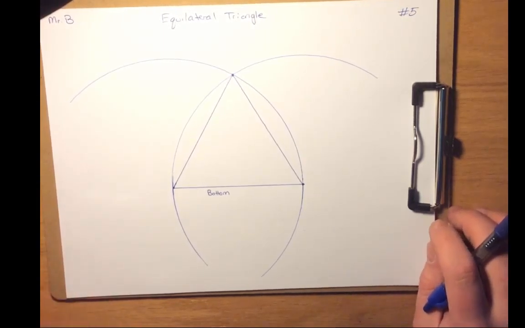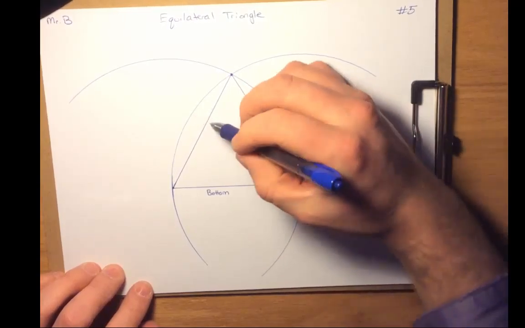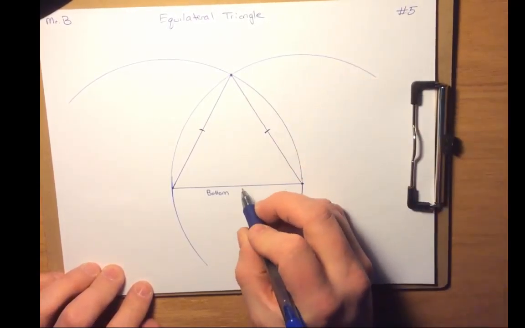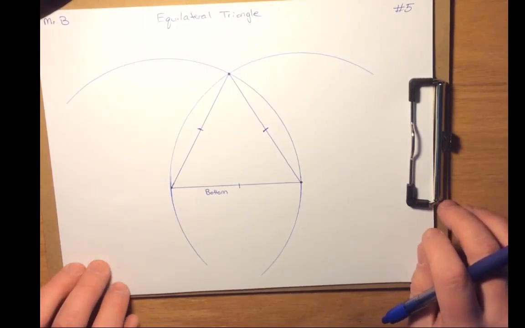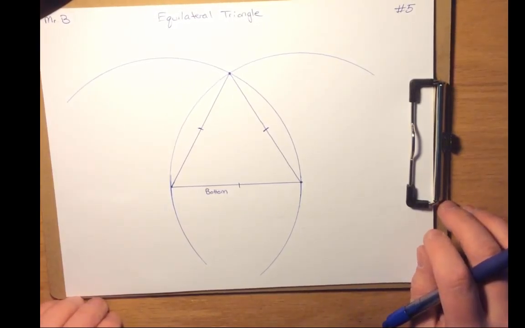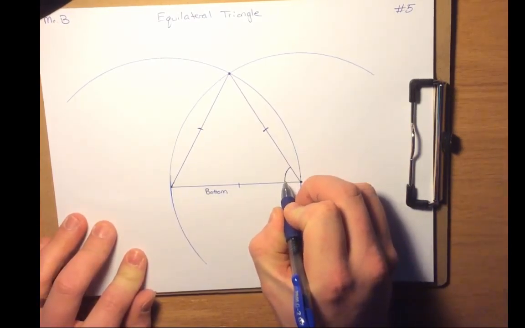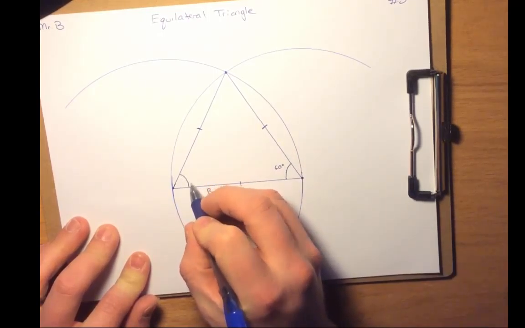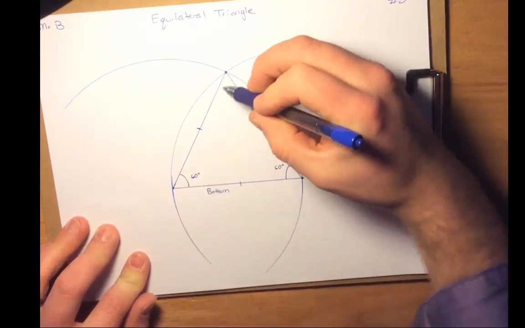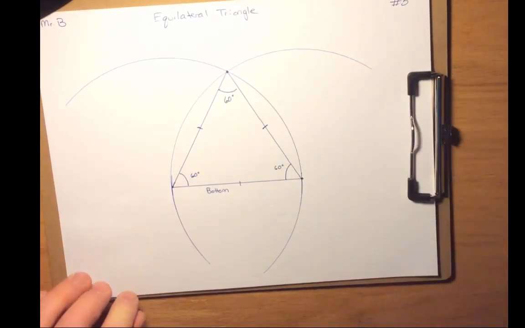This side of my triangle, this side of my triangle, and this side of my triangle are all exactly the same. What we've just constructed is an equilateral triangle. And because it is equilateral, this angle is 60 degrees. This angle is 60 degrees. And this angle is 60 degrees.